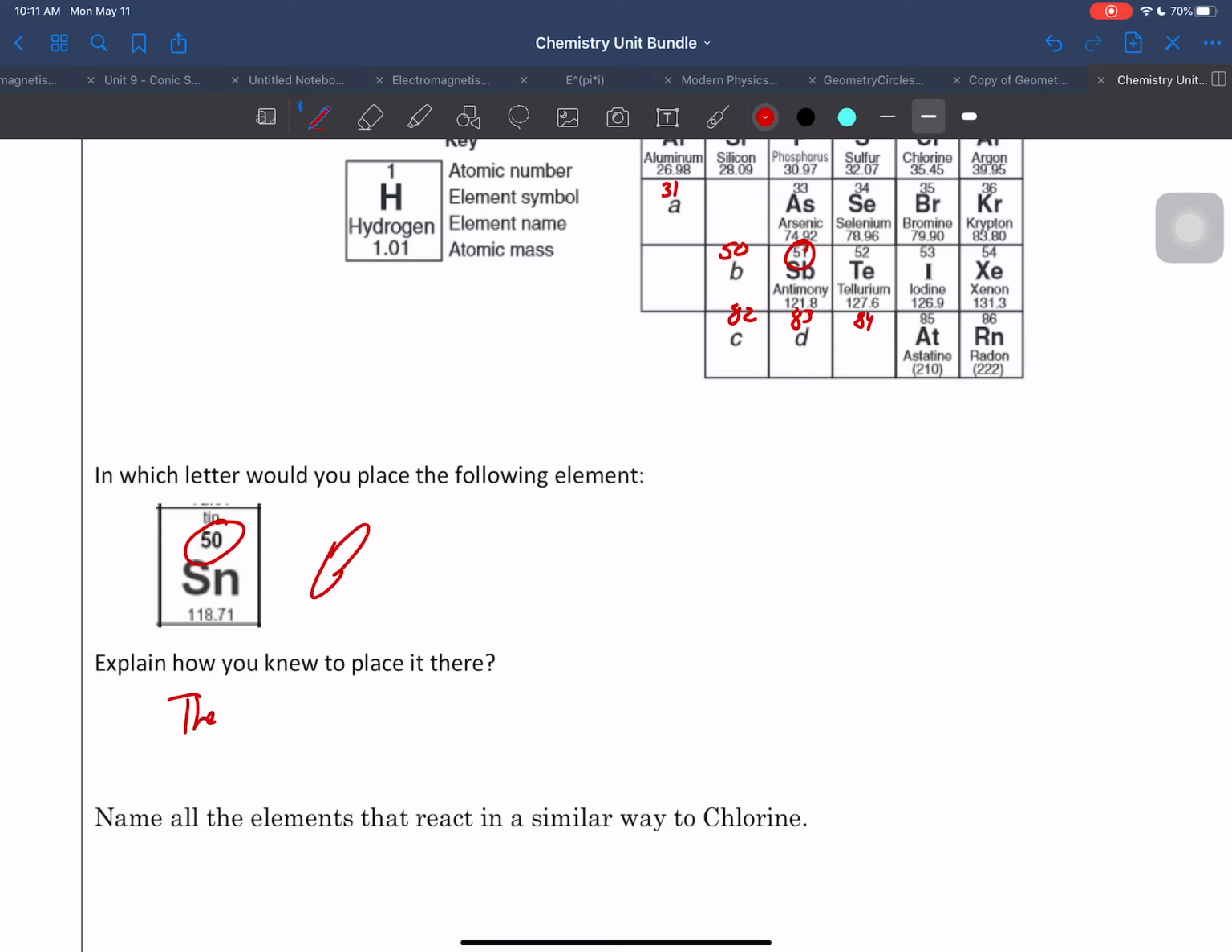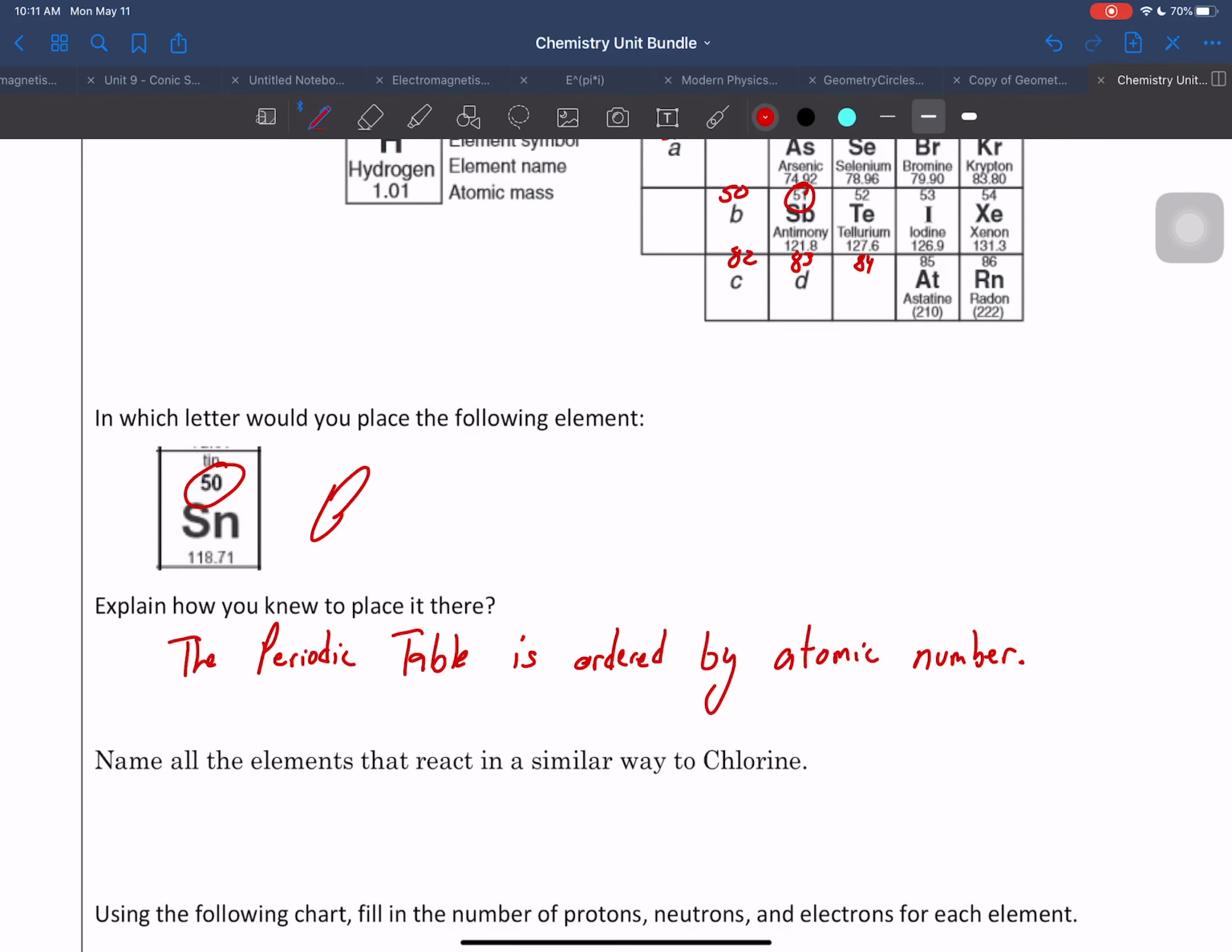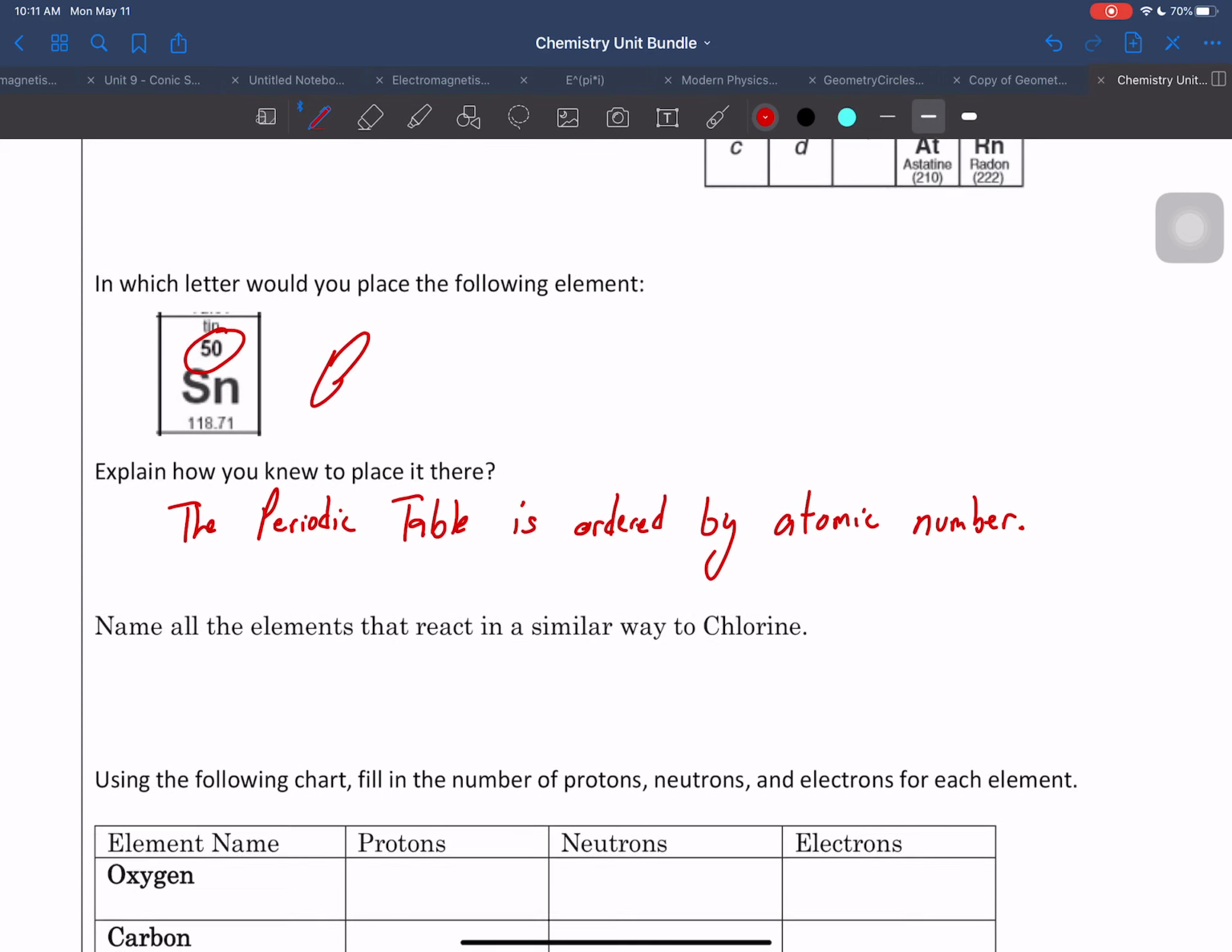The periodic table is ordered by atomic number. Remember what that atomic number means. That's how many protons are in the nucleus of its atom. So as you go from left to right in the periodic table, you're adding a proton into the nucleus of the atom, as well as an electron. Electrons are a little bit trickier because electrons are free to move from one source to another. But for the most part, the amount of protons and electrons in an atom are going to be the same.